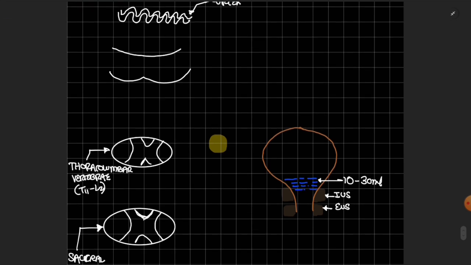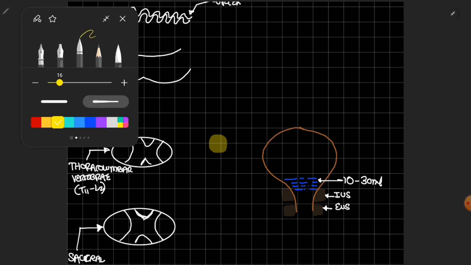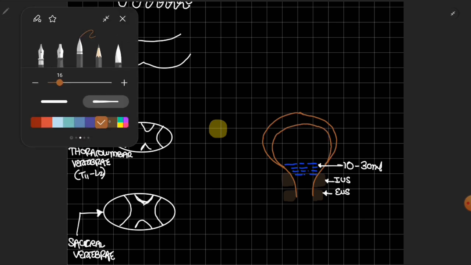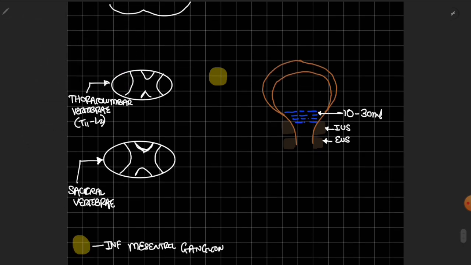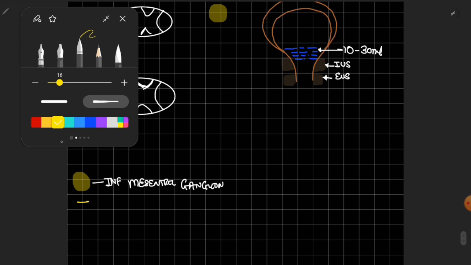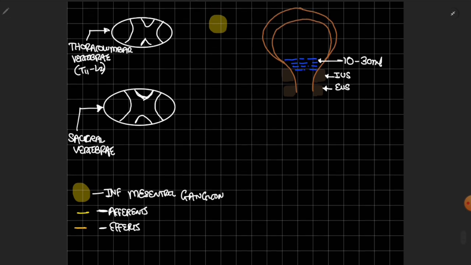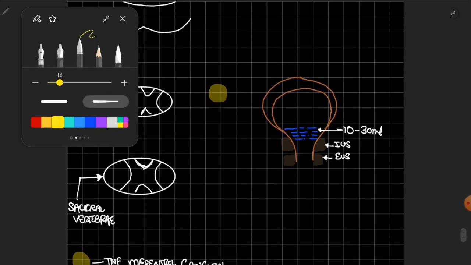Now tell me one thing, if 10 to 30 ml of urine is present, we do not tend to urinate. Let me draw the urinary bladder, a double layer structure, a muscular structure, so I will draw it like that. This color will be the afferents going to the brain, and this will be the efferents coming from the brain. First I will draw the afferents.